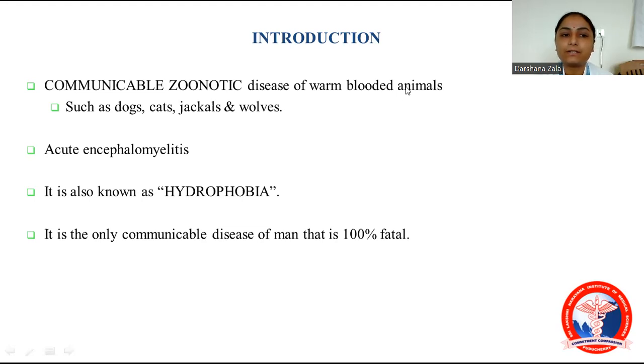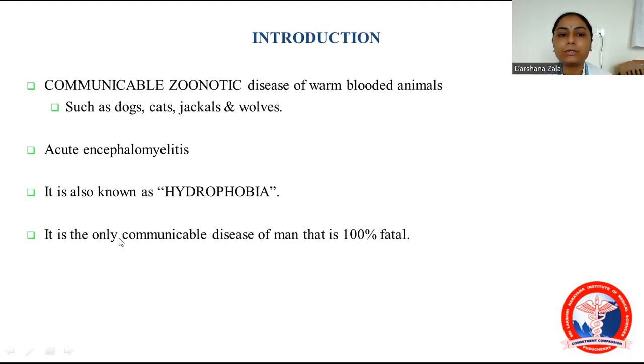It is manifested as acute encephalomyelitis. So, what is encephalomyelitis? It is an inflammation of the brain and spinal cord. So you can see the disease is very severe as it involves nervous tissue, which can be in an irreversible state. That is why in this disease, the fatality is 100%. It is the only communicable disease of man which has 100% fatality.